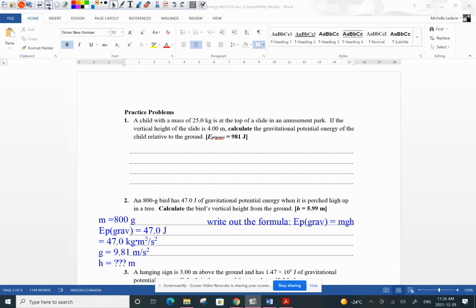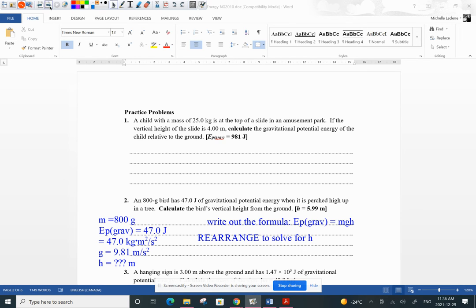Okay, let's do what we normally do. Write out our formula. EP due to gravity is equal to mgh. So this time we have the EP due to gravity, we have the mass, and we have gravity. We don't have height. We are looking for h. That's what we need to solve for.